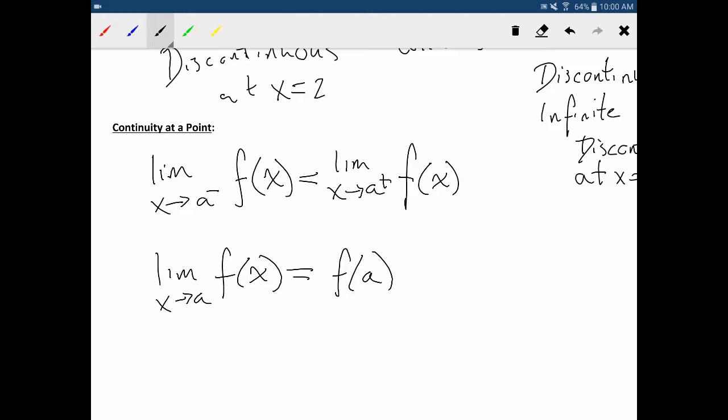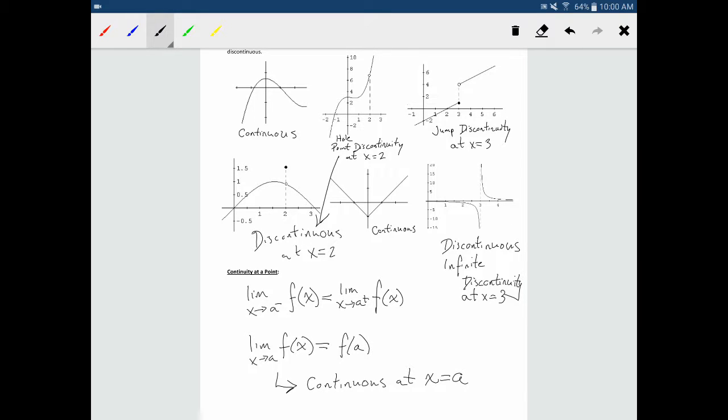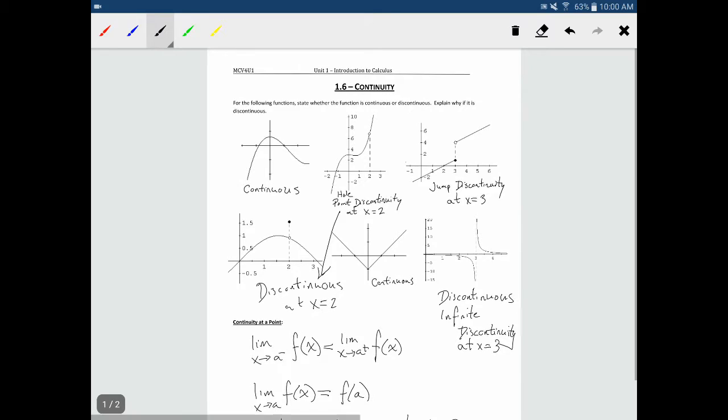Okay, so this is the criteria. So all of this will lead to continuous at x equals a. So that's what we need. We need the limit to exist, or in other words, the limit from the left side has to equal the limit from the right side, and that limit must equal f of a, where a is the value that we're interested in. All right, so let's take a look at some examples.